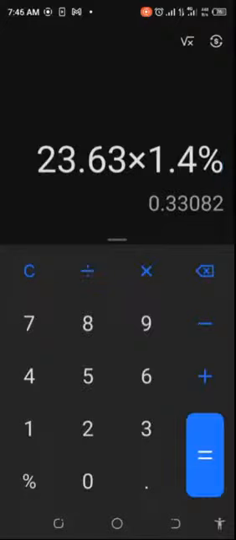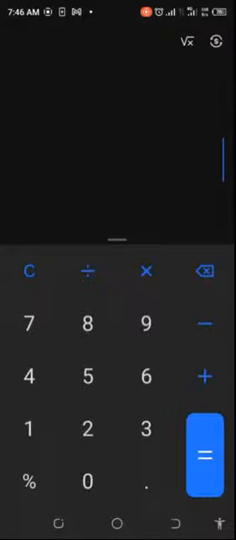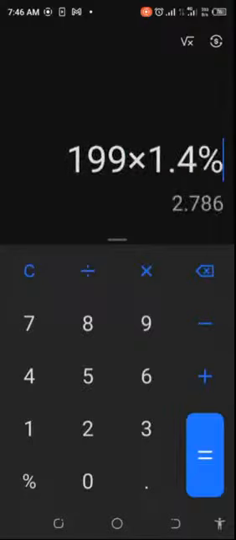What are we talking about? So let's assume that you had $199. What would that be times 1.4%? Right? Let's even say you had 199 times 1.4%. You'll make at least almost $3 on this, right? So this is a good, profitable trade.